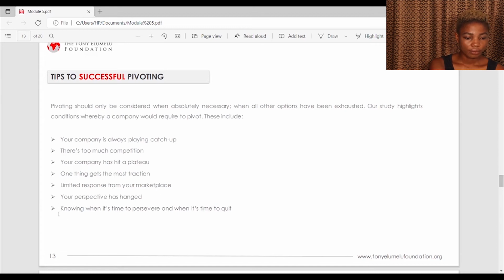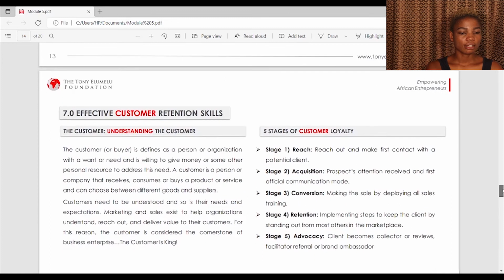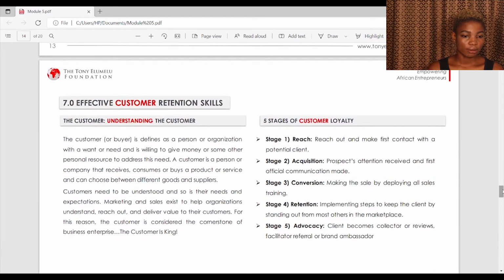Knowing when it is time to persevere and when it's time to quit. Okay, so I don't know much about pivoting, so I am moving on. Effective marketing, effective customer retention skill.